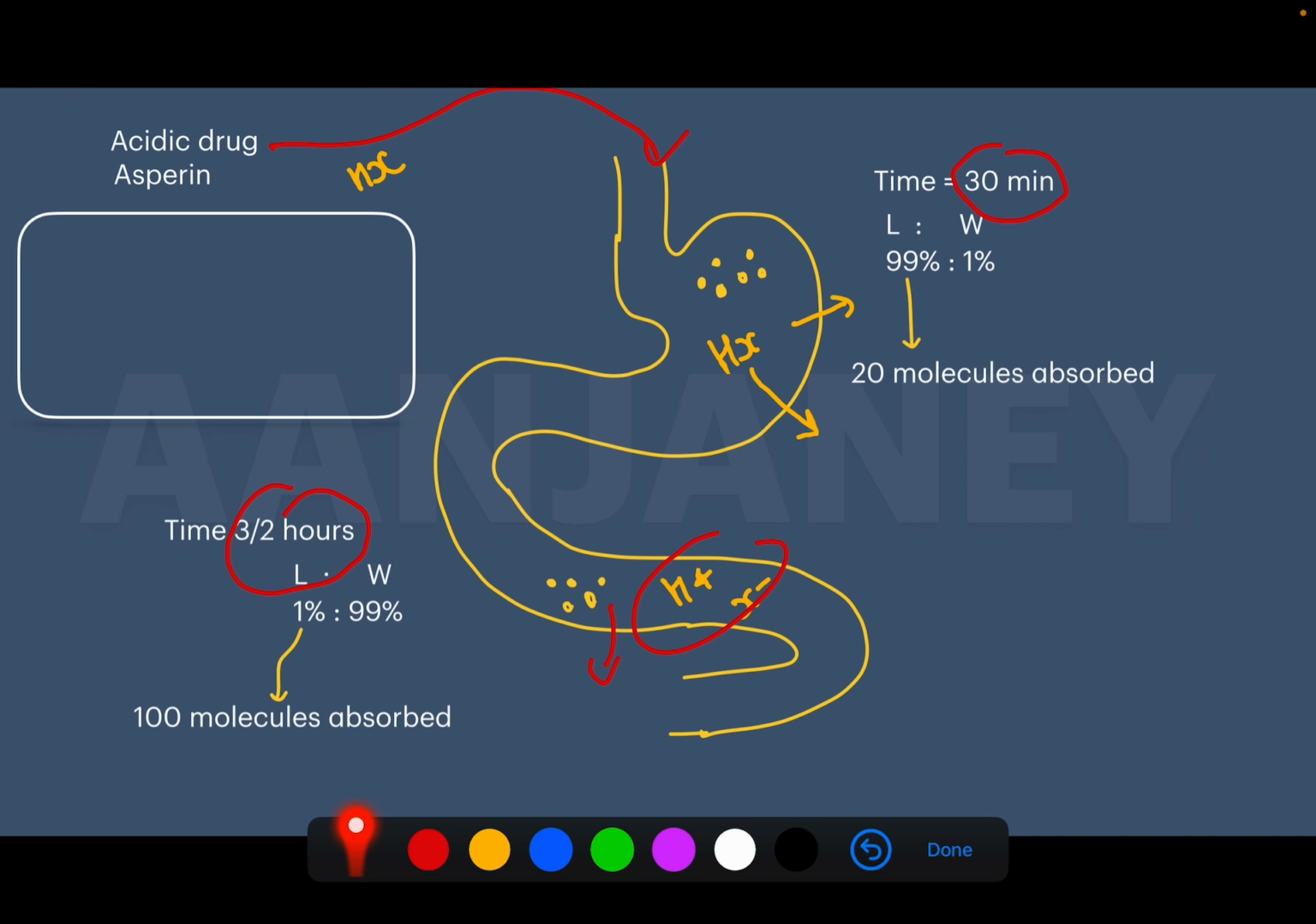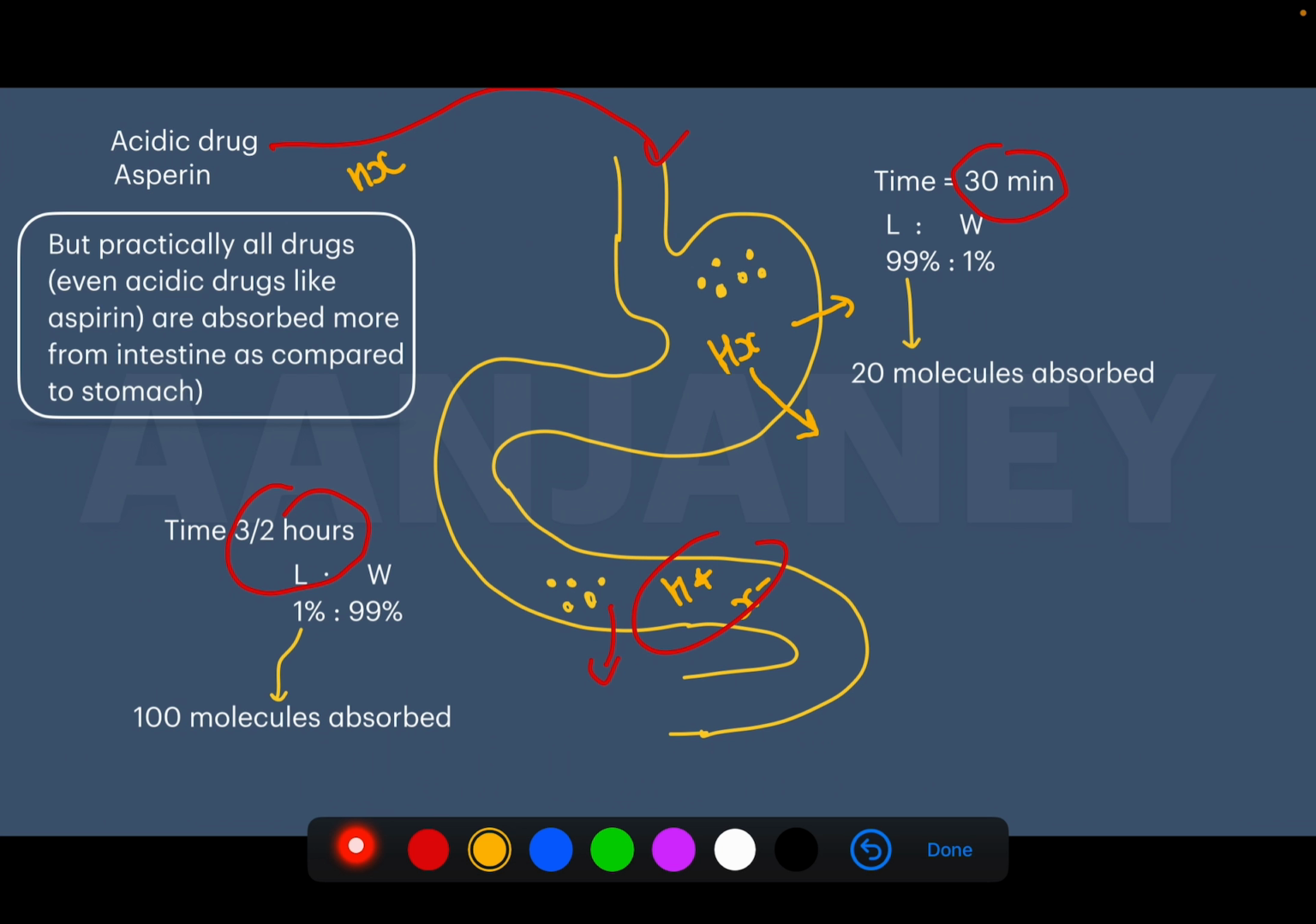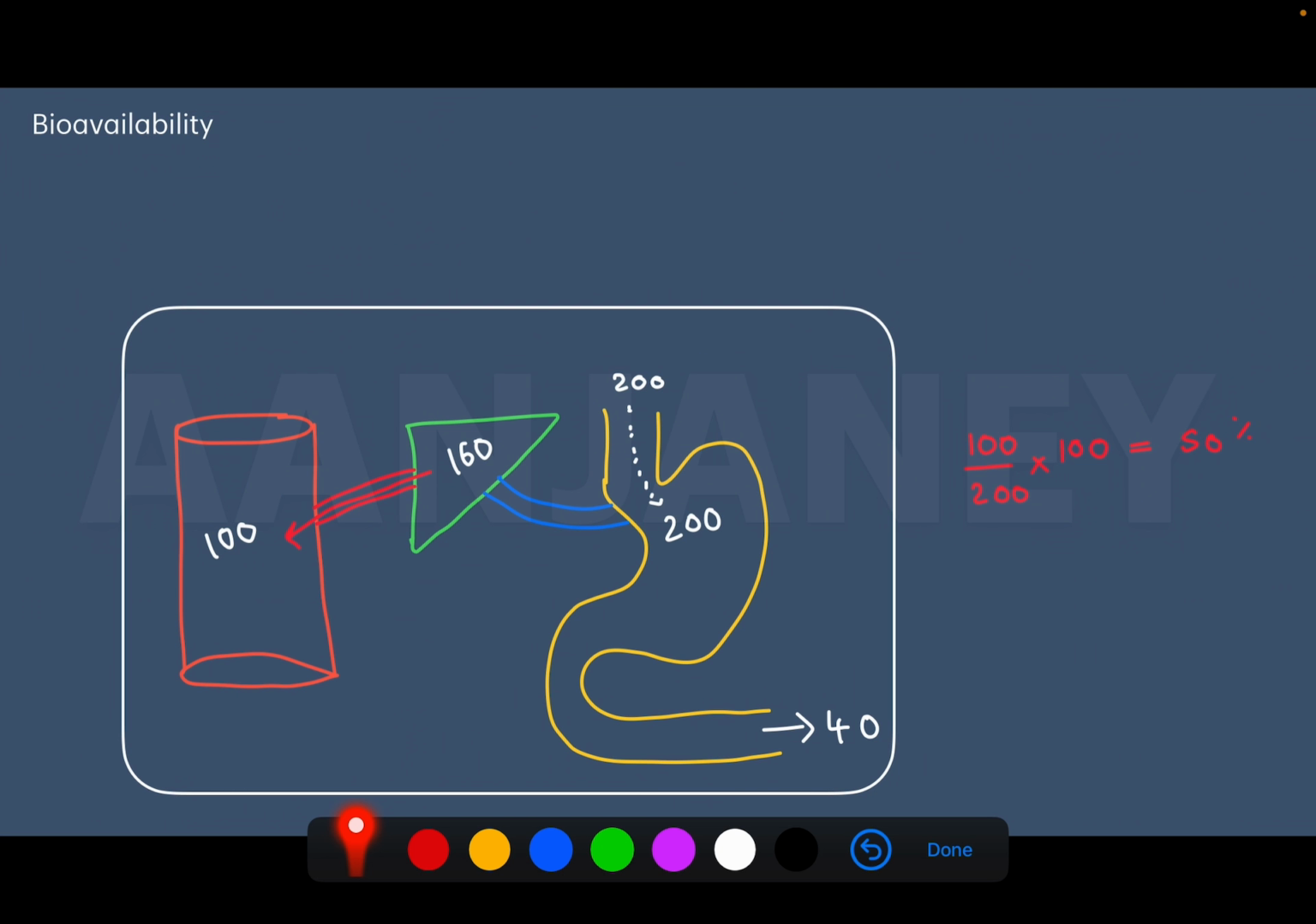Why? Because the time is more, plus the intestine has a larger surface area. So more absorption is possible. So practically all drugs, even acidic drugs like aspirin, are absorbed more from the intestine as compared to the stomach, because pH is not the only factor. Acidic basic medium story okay, but important factors are time, surface area, and many other factors. So intestine wins the race over here. Done. Okay, so now the next topic is bioavailability.